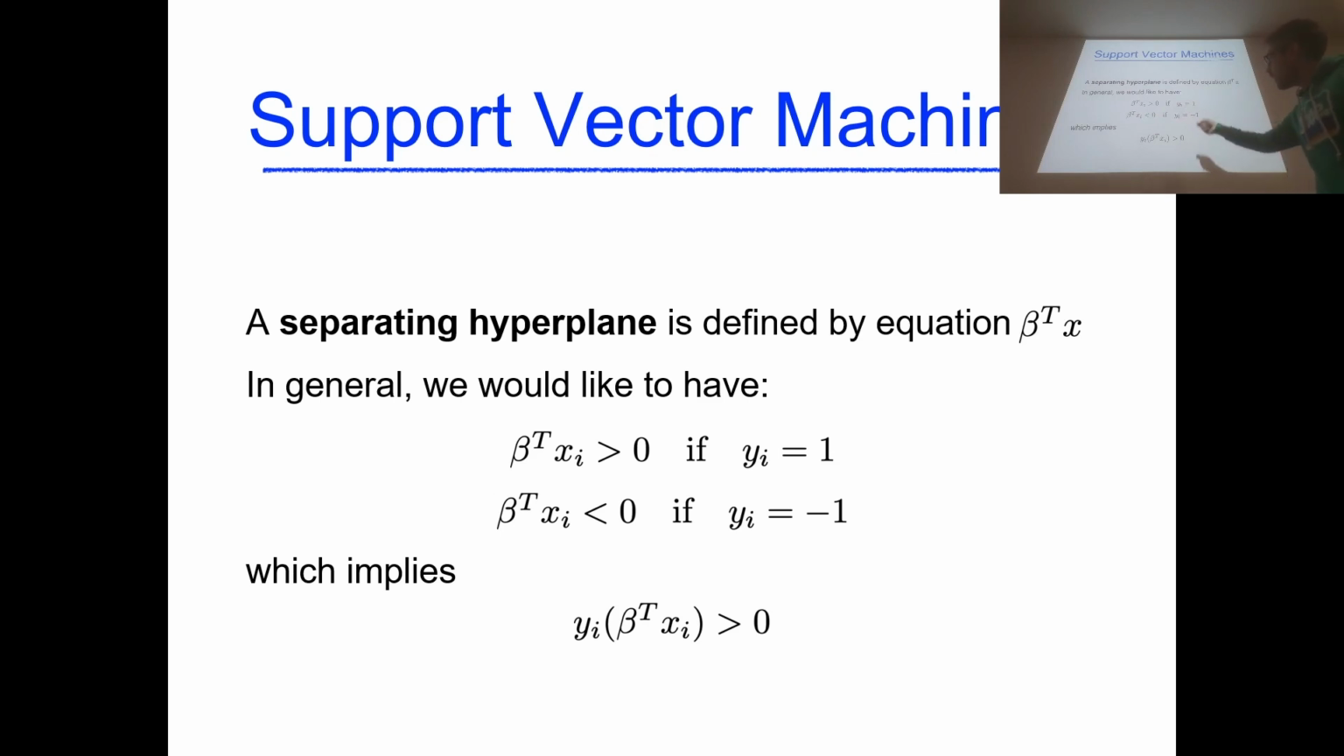This system of inequalities implies that this inequality always holds. Because if the target is positive, the plane is positive. If the target is negative, the plane is also negative in the negative space.